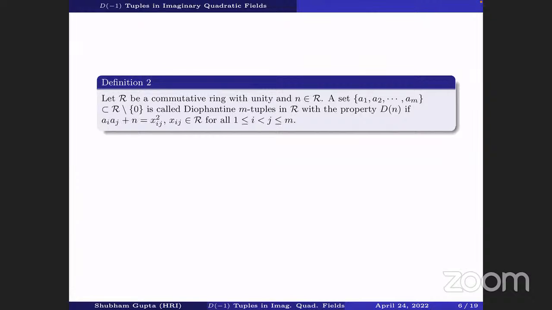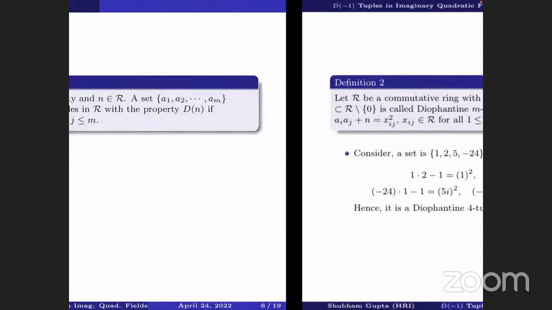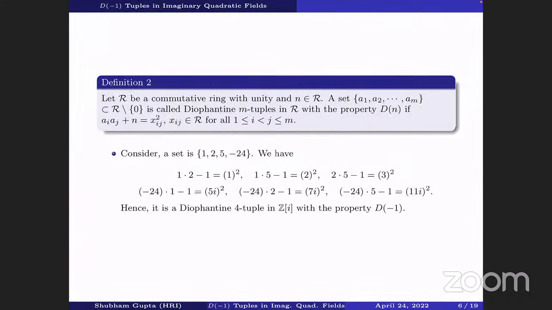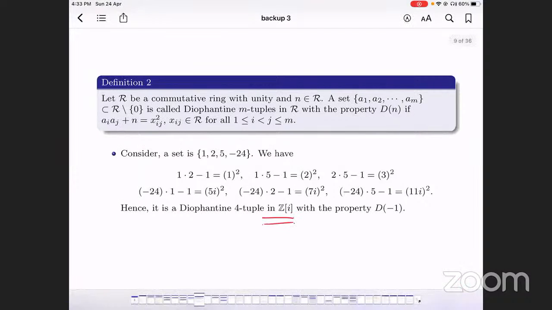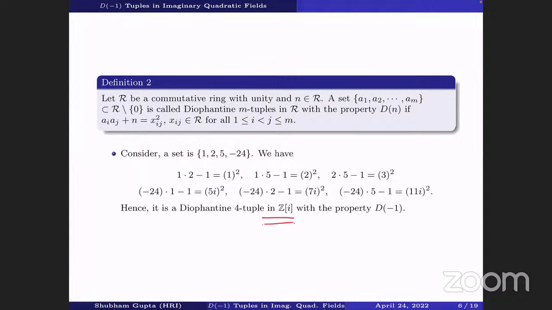A set which is a subset of R minus {0} is called an M-tuple in R with the property D(n). So if we take any two distinct elements from this set, multiply them and add n, then it will become a square in R. One can easily see that {1, 2, 5, -24} is a Diophantine 4-tuple in Z[i] with the property D(-1).